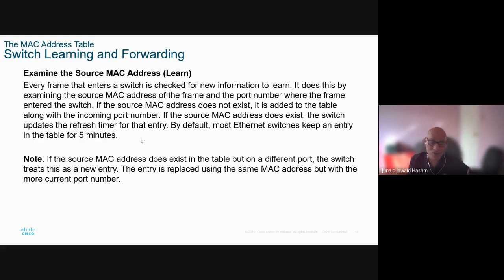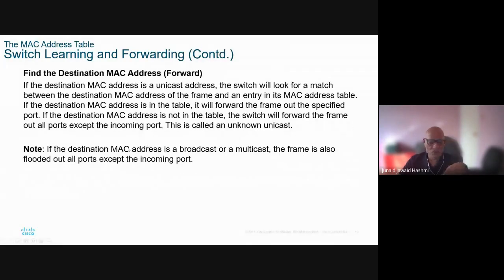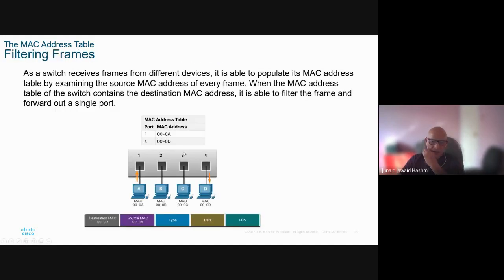So in the beginning, switches forward broadcasts to all the ports. That's why a switch cannot stop broadcast. They can minimize the broadcast, but they cannot stop it, because in order to learn all the MAC addresses, they have to send the broadcast. This is how switches learn the MAC addresses, and then they create the MAC address table in memory. These two slides I just explained: they build a table and learn the MAC addresses. Then they filter frames. As a switch receives frames from different devices, it populates the MAC address table, once it learns all the MAC addresses.